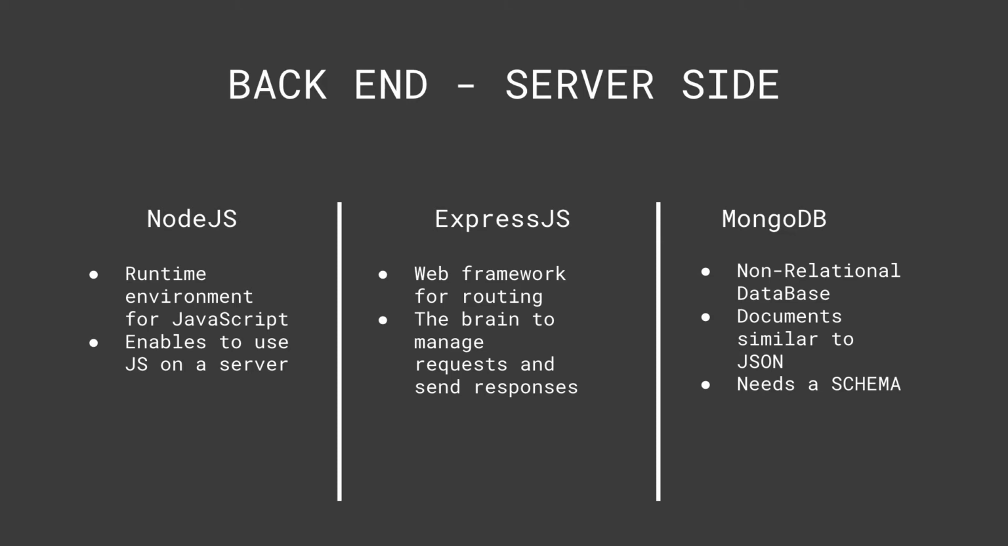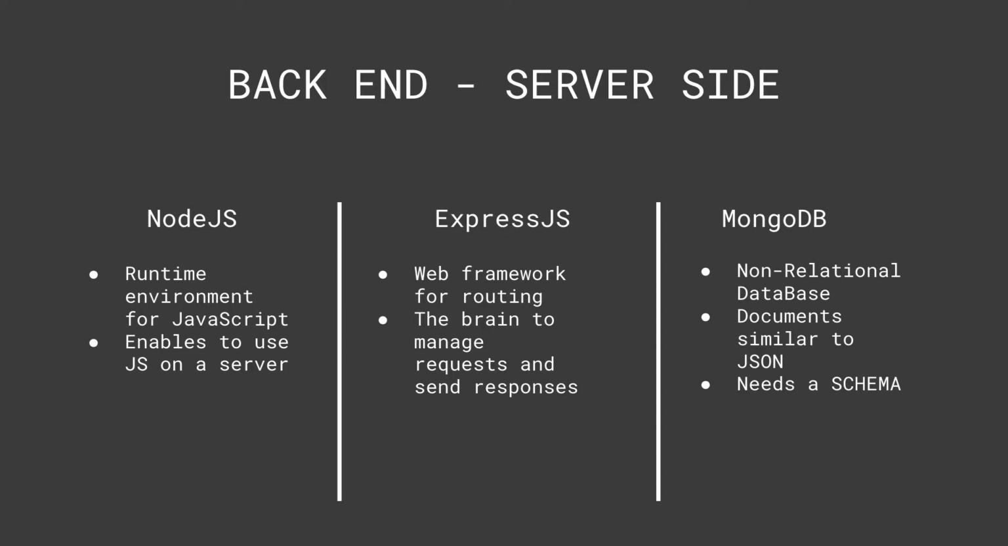Alright, so on the backend for this application, I will mainly use three things. The first one is Node.js, which is just the runtime environment for JavaScript so that I can use it on a server. The second one is going to be Express.js. This is going to be my framework for setting all the routes, and it's basically the brain that will manage all the requests and send the responses back.